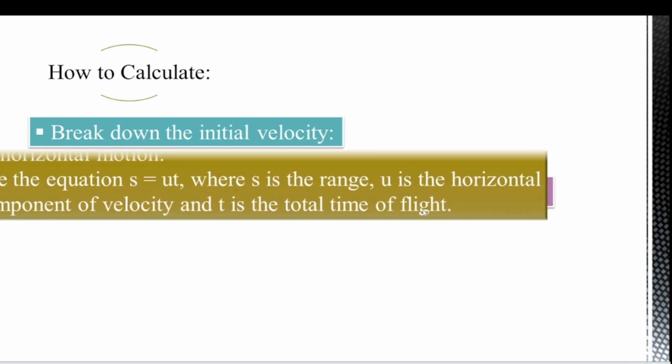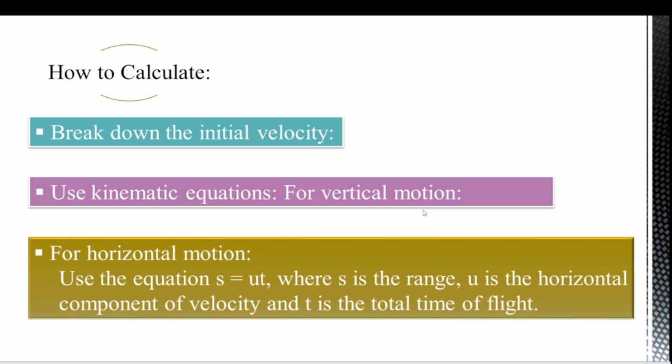Correct. And another very important thing is, for horizontal motion, use the equation s is equal to ut, where s is the range, and u is the horizontal component of the initial velocity. This is equivalent to v naught cosine theta, and t is the total time of flight, and the product of them gives the value of the range.